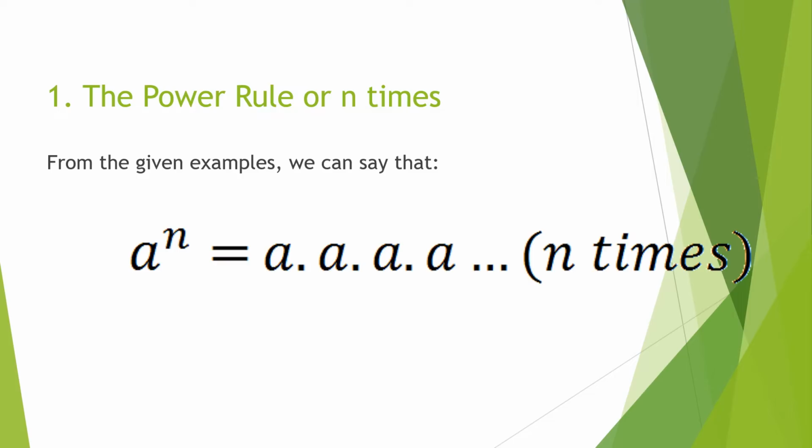So that is the power rule. And for the general rule, we can say that a raised to n is equal to a times a times a times a, n times. So a can be any number or variable. At the same time, n can also be any number or variable.